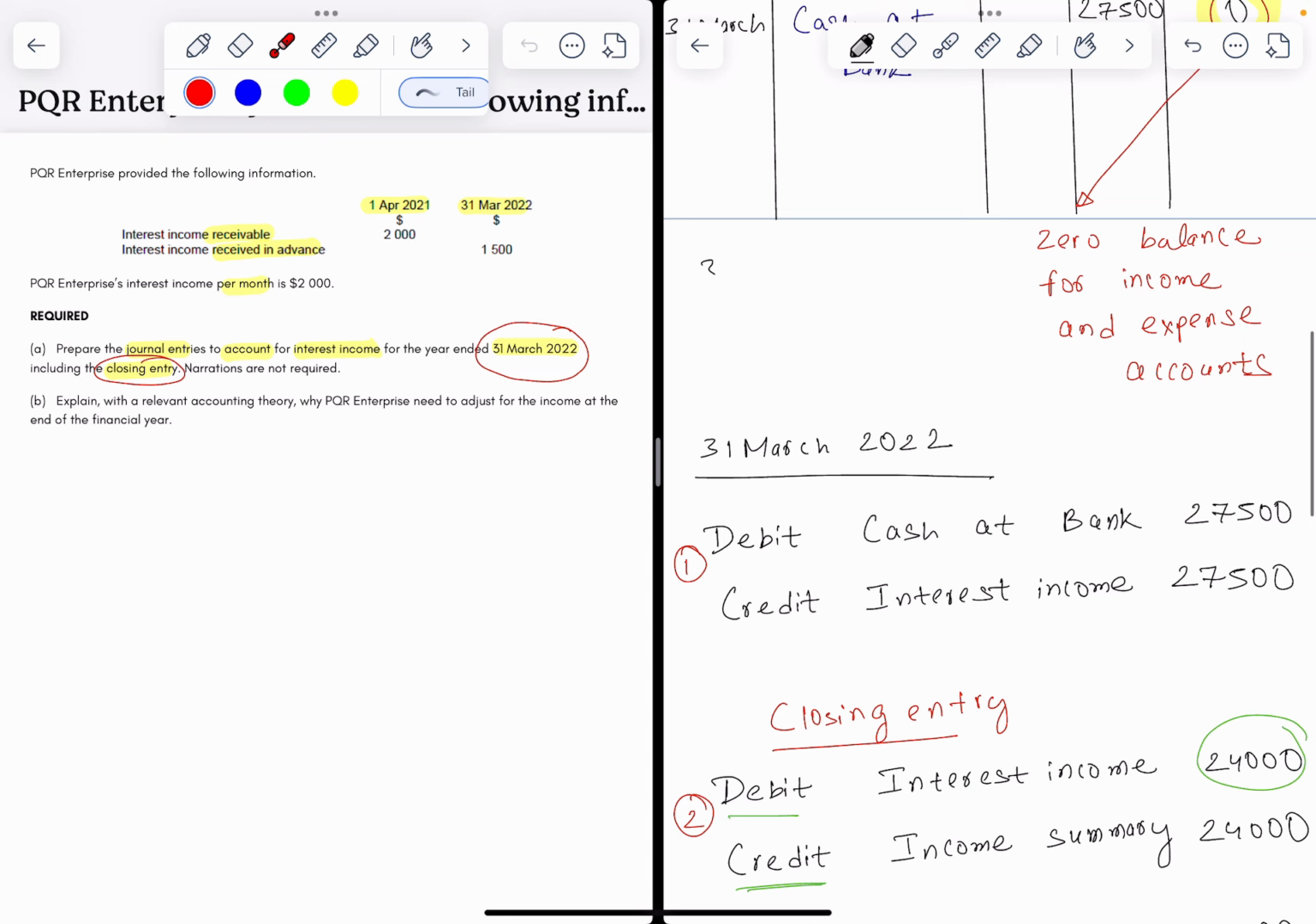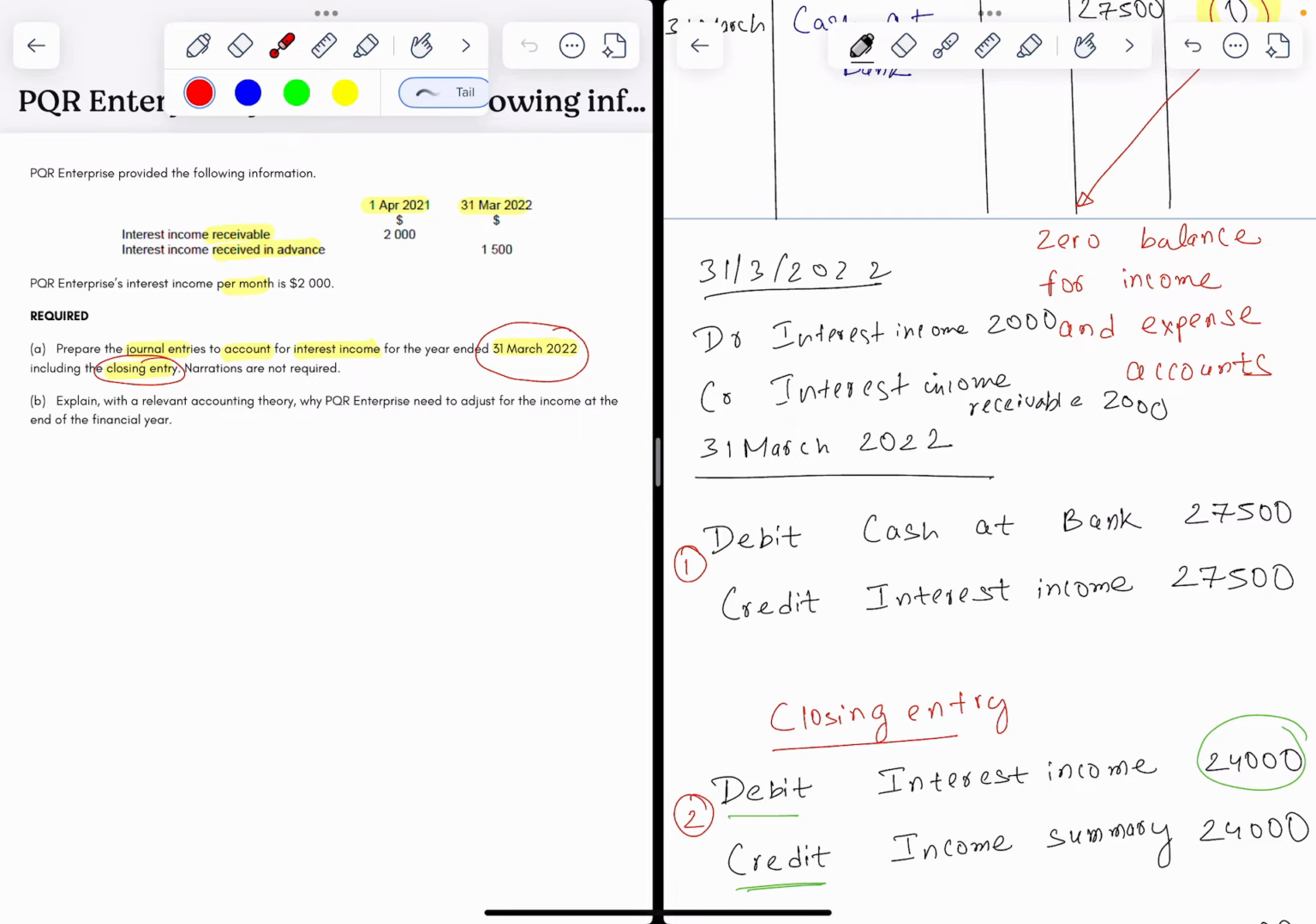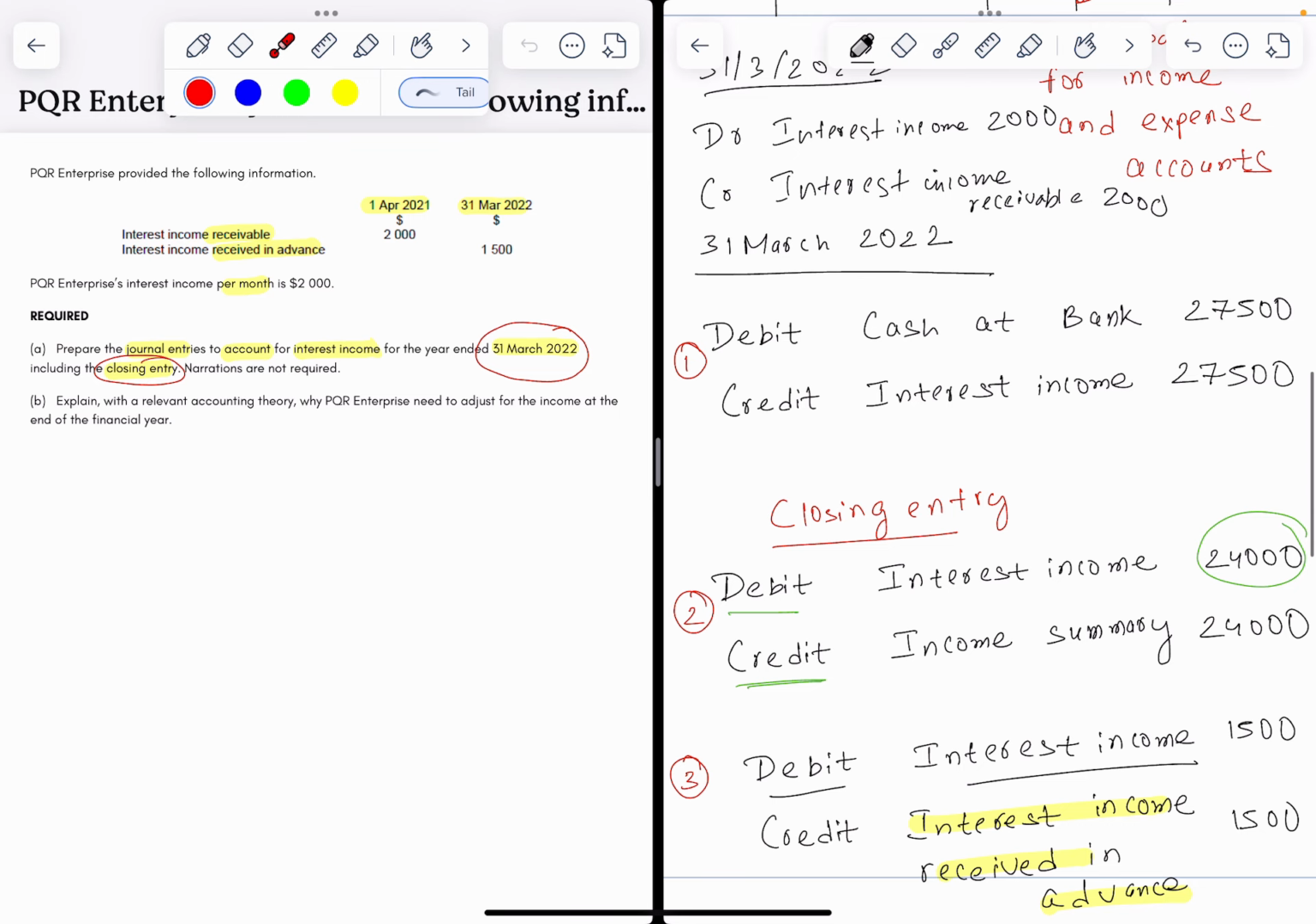So there is another pair of journal entry where we debit the interest income account to transfer the opening balance of the current asset for interest income receivable, which is $2,000. And when we do that, we have to credit the interest income receivable to reflect that transfer in the ledger account that we have prepared above. Okay? All right. So you have 4 sets of entries here altogether. All right, so that's all for today's lesson.